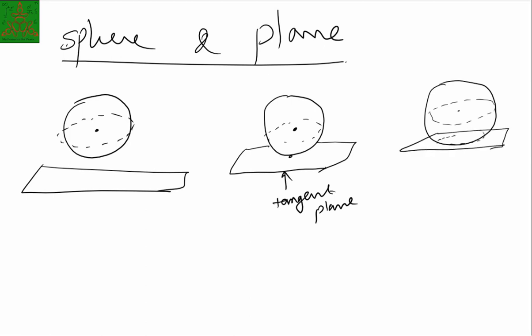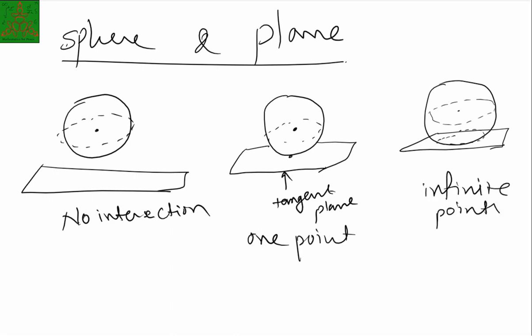You should note that there are three possibilities when someone asks you what the intersection of a sphere and a plane can be. There is no intersection, another is a one point intersection, and the third is infinitely many points of intersection. So there are three possibilities. What is the condition in which there is no intersection?